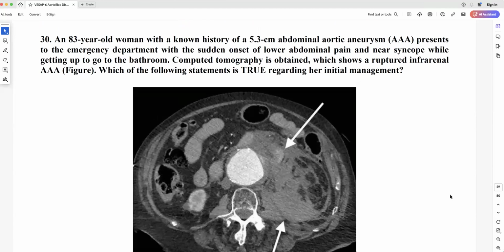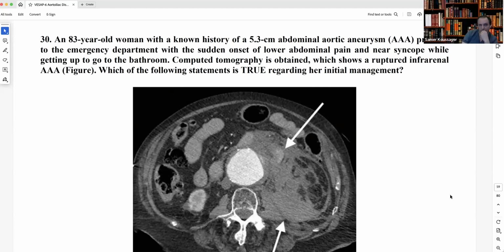Yes, I am. 83-year-old woman with a known history of a 5.3 centimeter abdominal aortic aneurysm presents to the emergency department with a sudden onset of lower abdominal pain and near syncope while getting up to go to the bathroom. CT is obtained which shows a ruptured infrarenal AAA. Which of the following statements is true regarding her initial management?